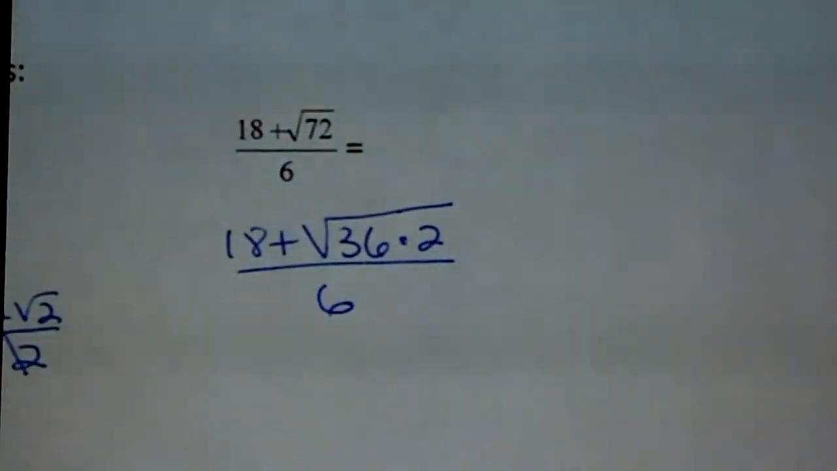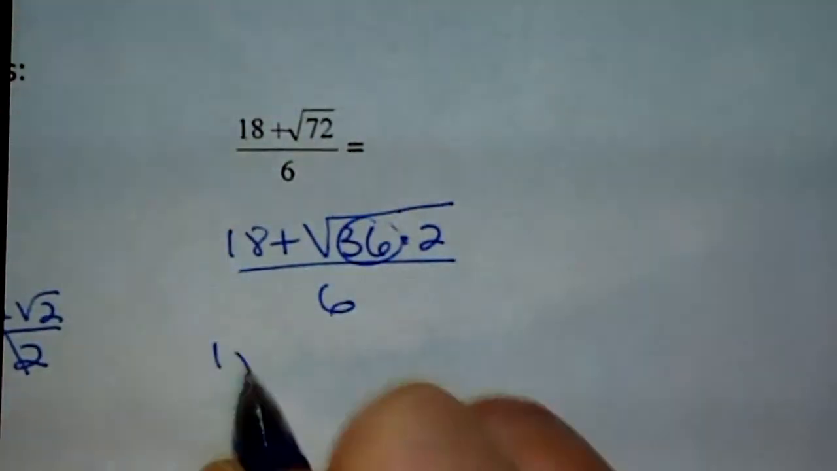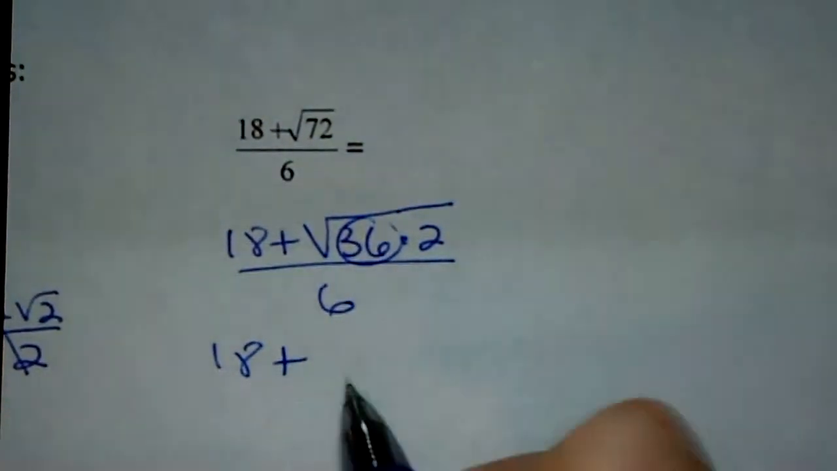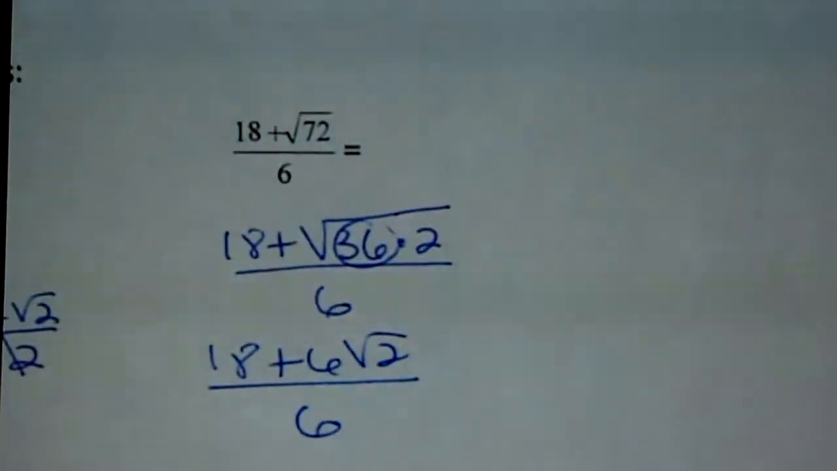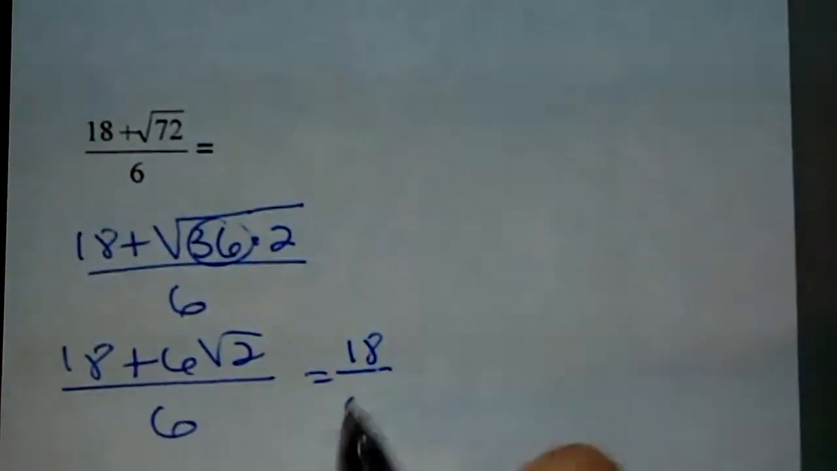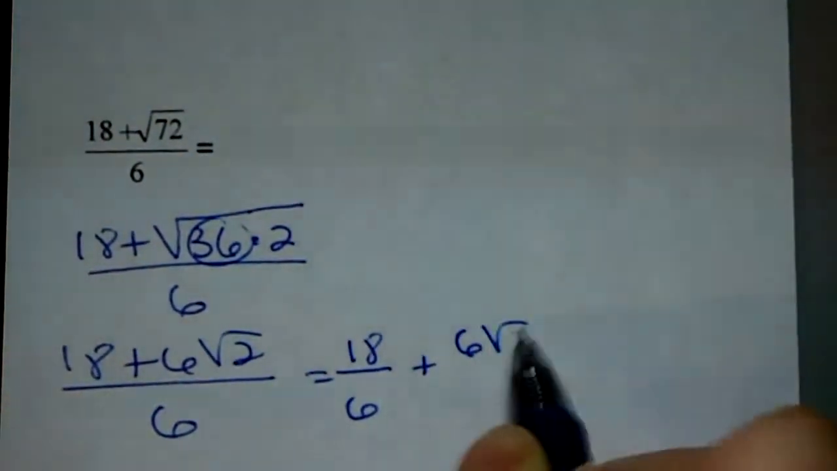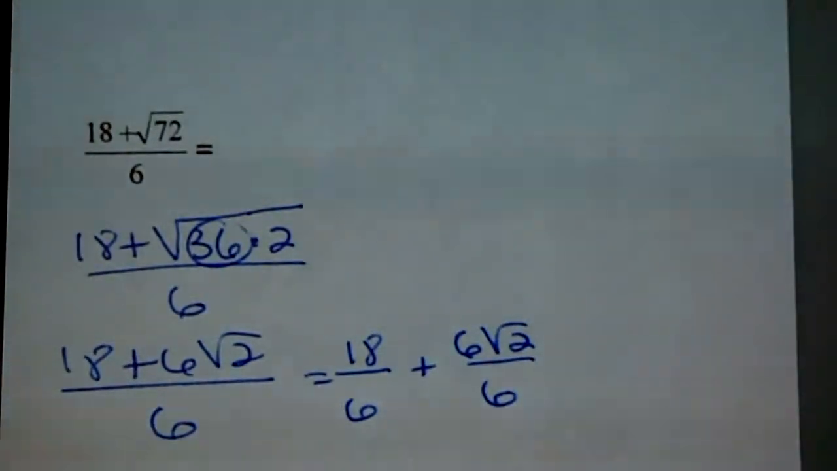All right, to make a short story long, geez, Mrs. Trombley, sorry. Let's pull out this 36, so I'm left with 18 plus the square root of 36 is 6. Square root of 2 is left inside, I'm left with this 6. Now, remember, this means the same thing as 18 over 6 plus 6 times the square root of 2 over 6. You can break it down that way.